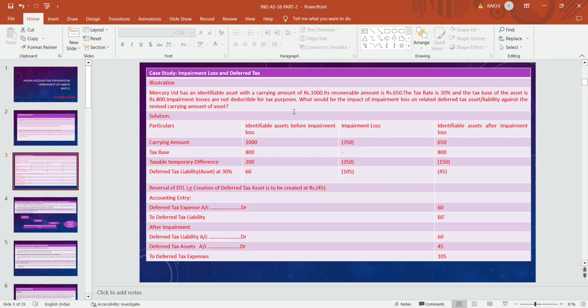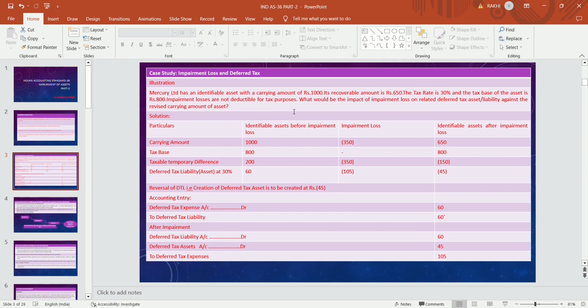Now this is to be explained via an example. Deferred tax: how we will account for the impairment loss in case of deferred tax. Mercury Limited has an identifiable asset with a carrying amount of rupees 1000. Its recoverable amount is rupees 650.